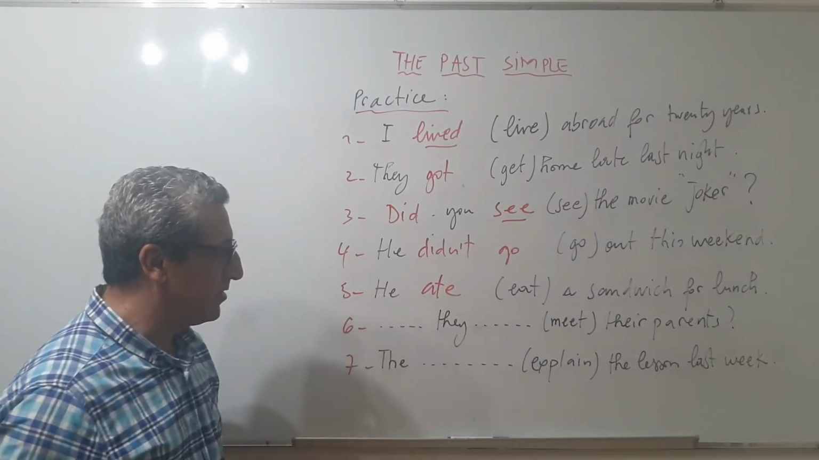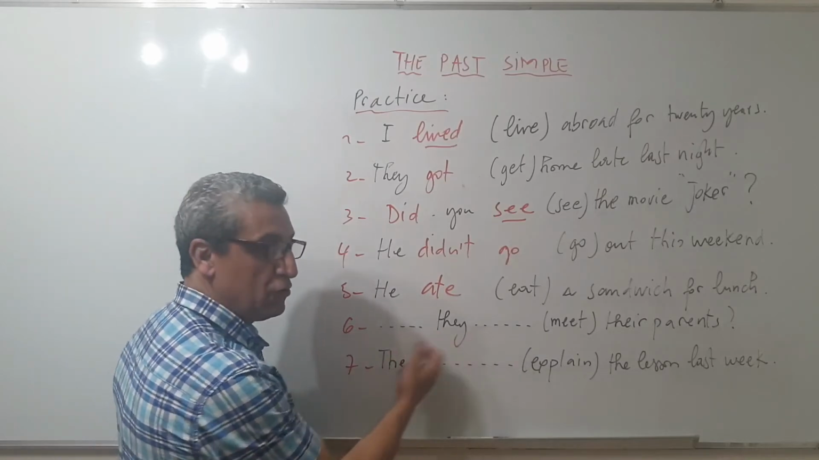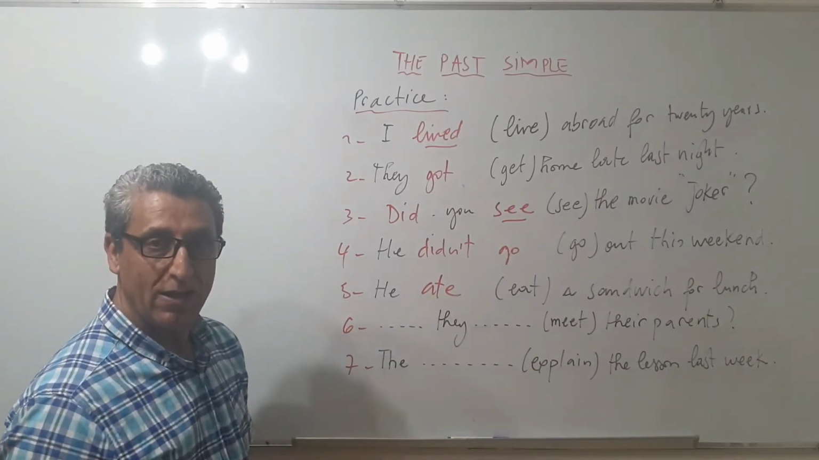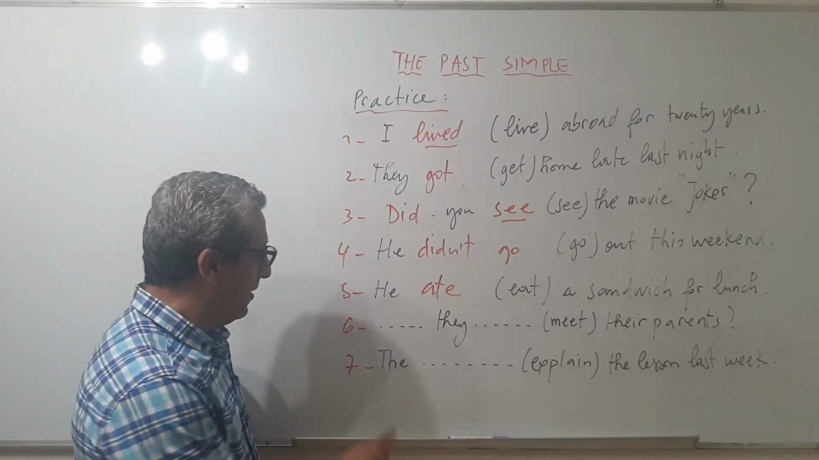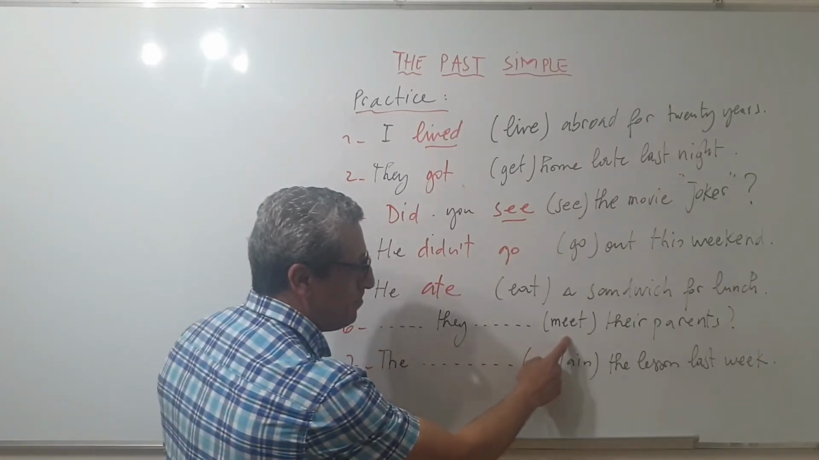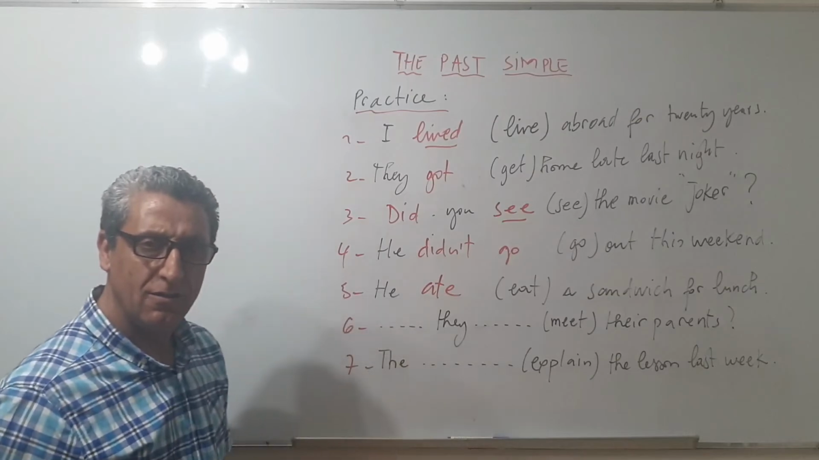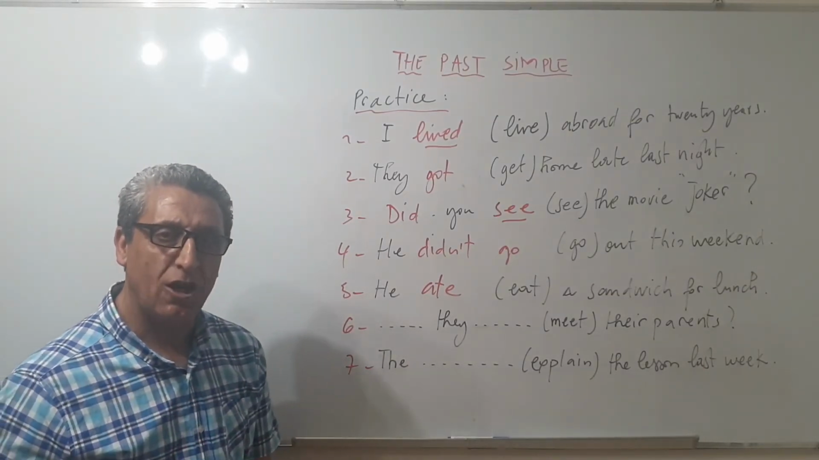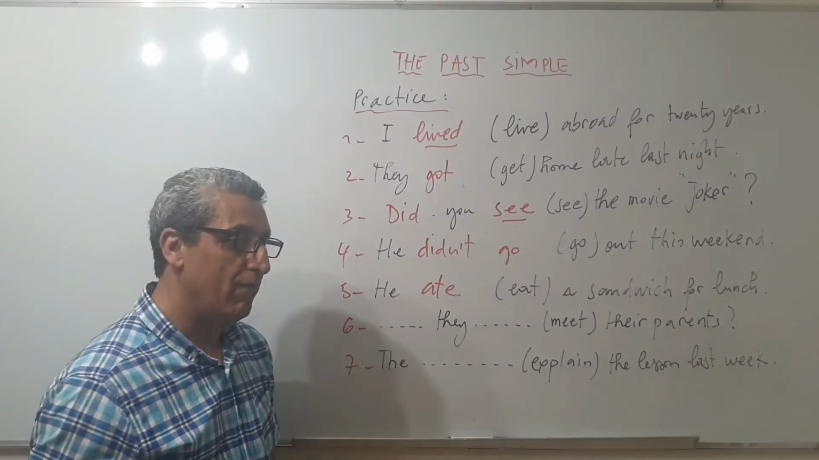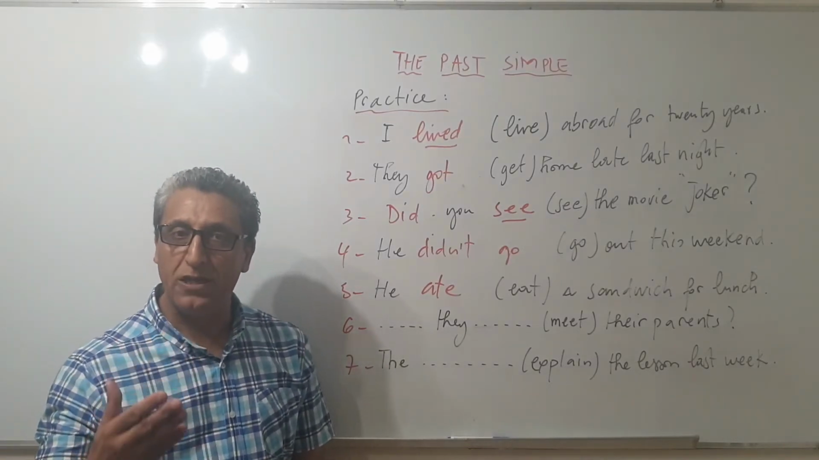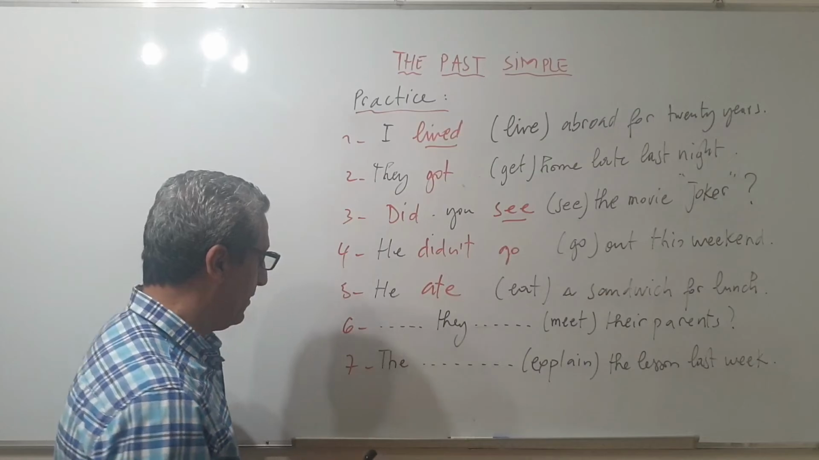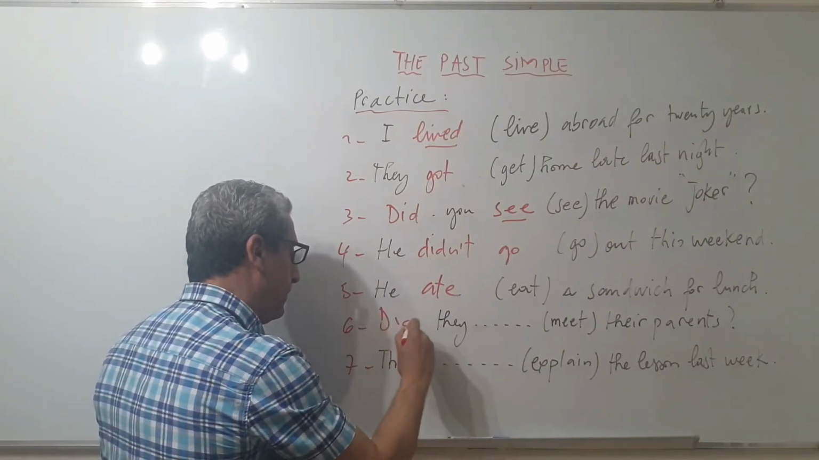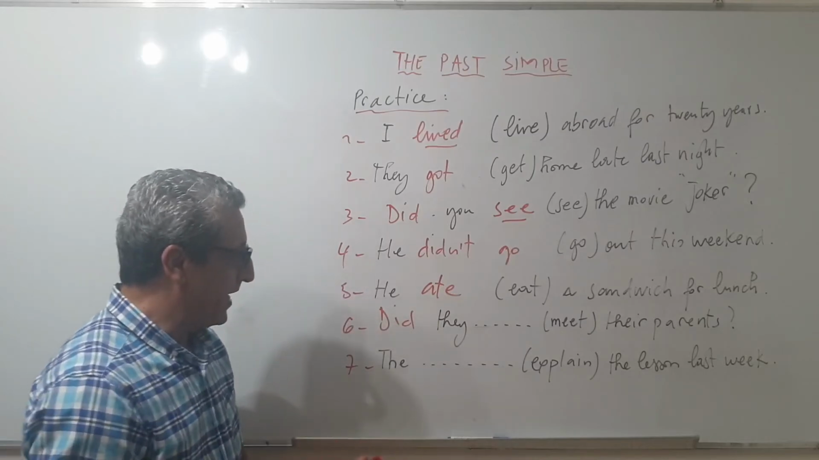Sentence number 6, we have 2 blank spaces, okay, which means it is a question, an interrogative form. So, they meet their parents, okay, a question. So remember, what do we start a question with? Very good. We start it with the did, okay? So, did, okay, did.